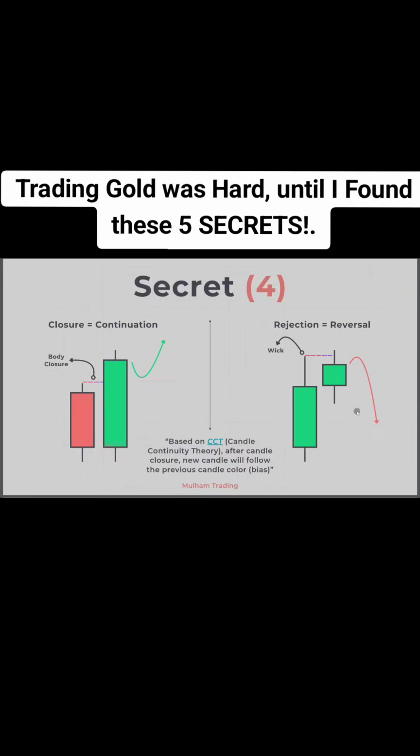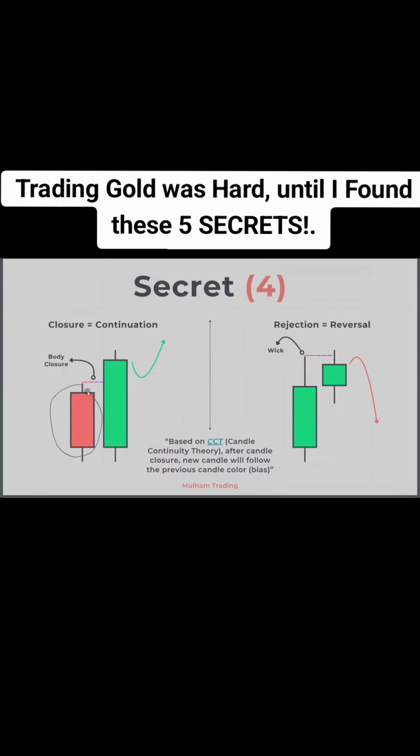Now, another thing to mention is based on CCT, or the candle continuity theory. That's a video that I've introduced before on my channel. You could look it up on YouTube. I'll also leave it in the description. It says that after a candle closure, a new candle will follow the previous candle color, and that is the bias, based on the name candle continuity theory. So if we have a lot of bullish candles and then at some point we get a bearish candle, the probability of the next candle is to be bearish more than bullish.